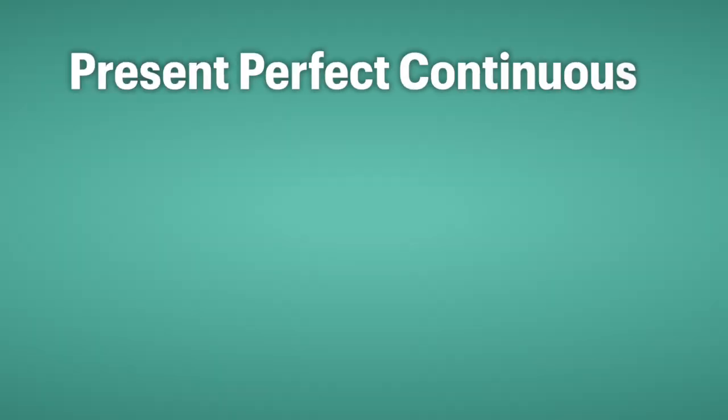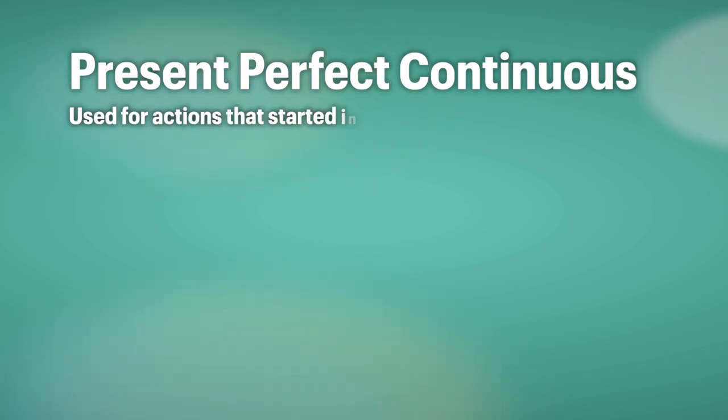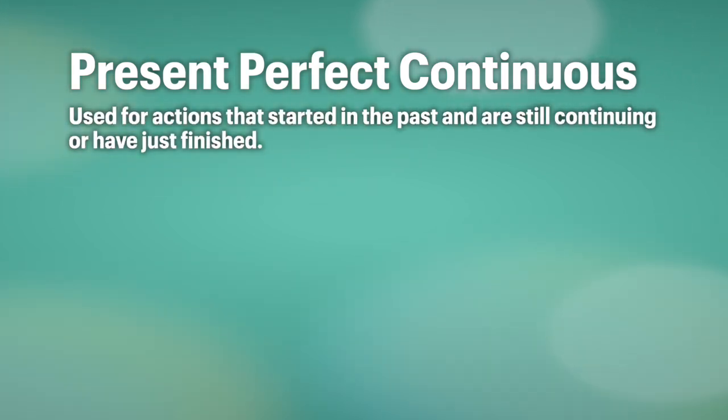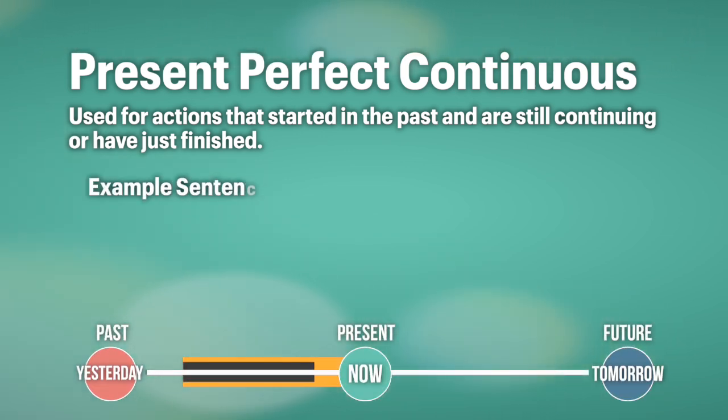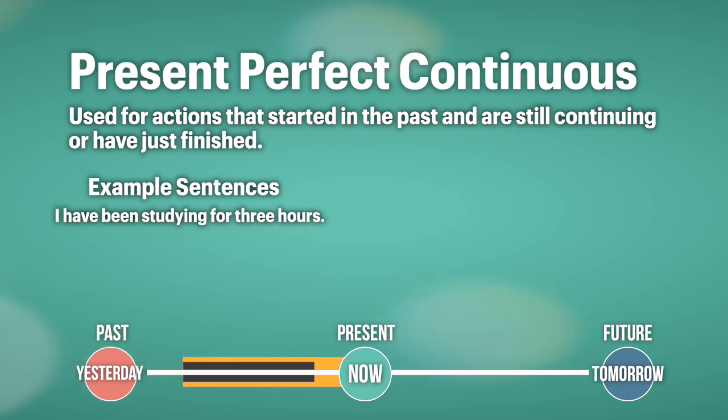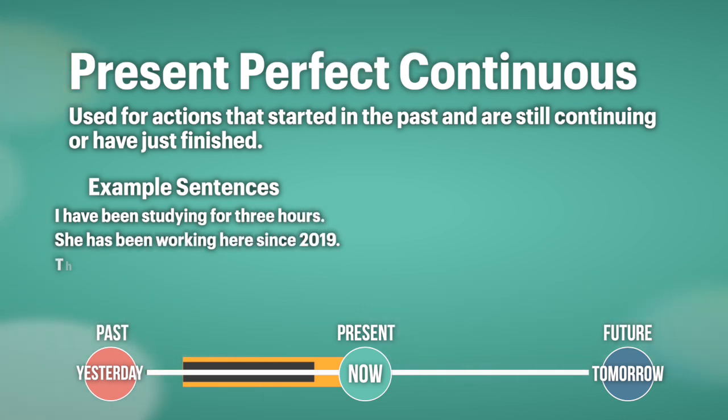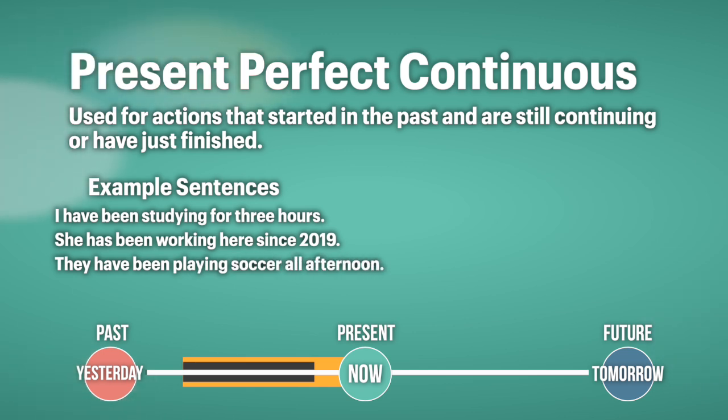Present perfect continuous. The present perfect continuous tense is used for actions that started in the past and are still continuing or have just finished. For example, I have been studying for 3 hours. She has been working here since 2019. They have been playing soccer all afternoon.